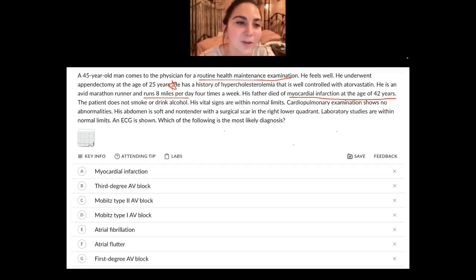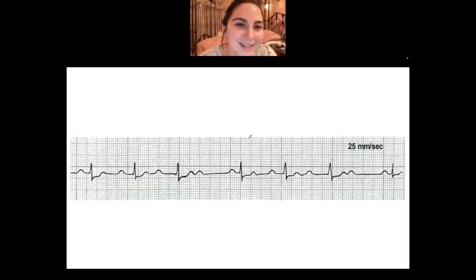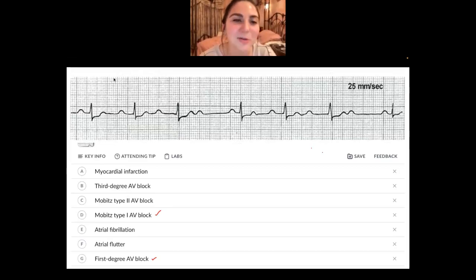But a lot of the times, first and second degree are very incidental findings. They did try to trick you by saying he's a runner. So you really had to use the EKG for this one. But yeah, very good. So longer drop. That's pretty long, I guess. That looks normal to me, but I guess it's long. That's long. Drop beat.